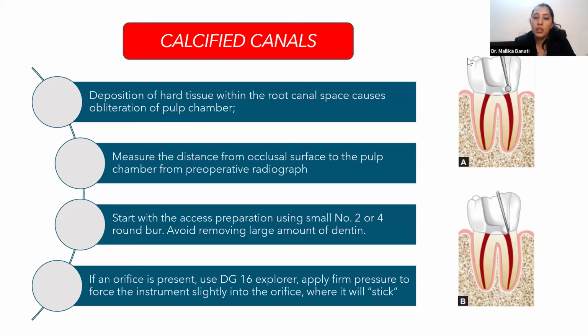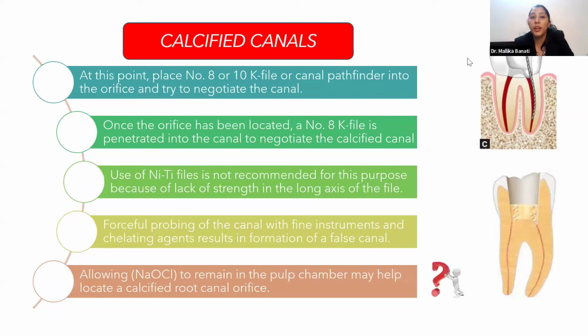Apply firm pressure and try to poke it in, and try to see if it's stuck there, if you can feel the catch there, if you can feel that it's actually stuck. If it gets stuck somewhere, that is your point of insertion for the orifice. At this point, you can place a number 8 or number 10 K file or a pathfinder file into the orifice and try to negotiate the canal.